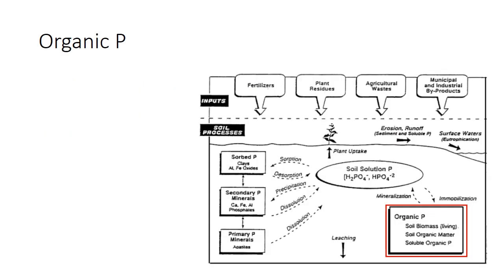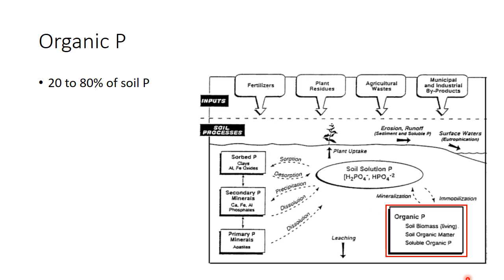All right, so the next part of the cycle is organic phosphorus. And so organic phosphorus includes the soil biomass or living biomass. It also includes soil organic matter, which is all the stuff that's been decomposed and processed by the microbes in some way. And there's also soluble organic matter. And this is organic forms of phosphorus that are dissolved in water. So organic phosphorus can make up a wide range of the amount of phosphorus in the soil.